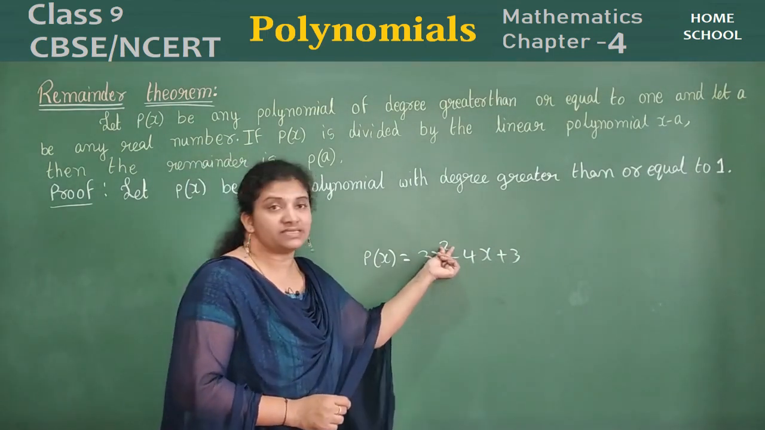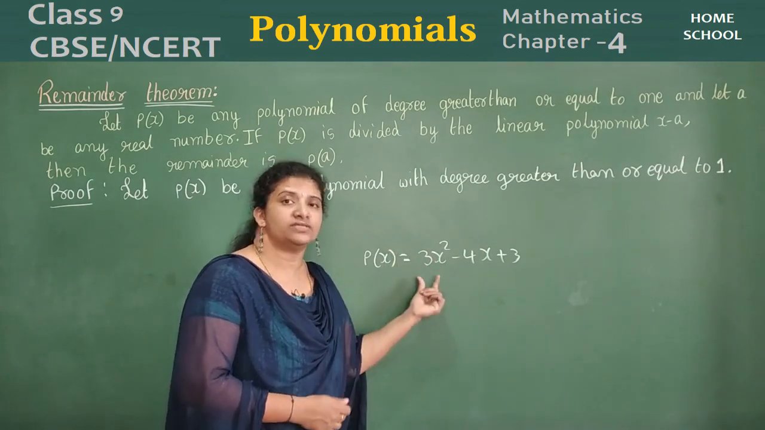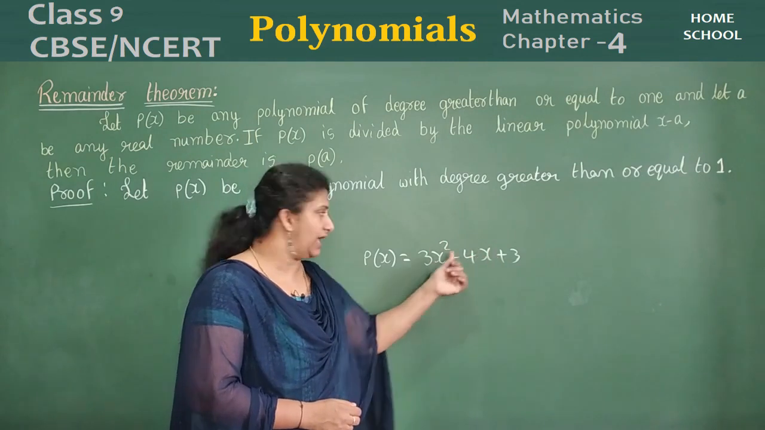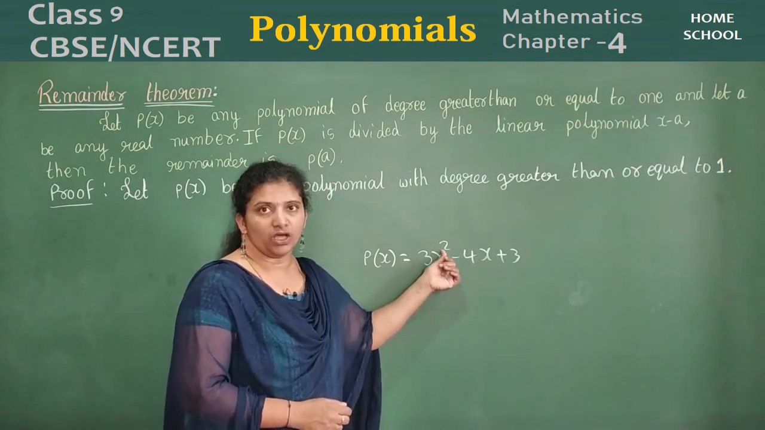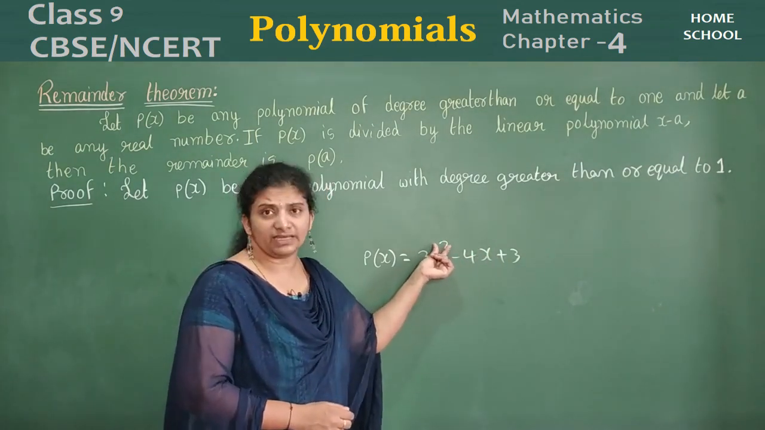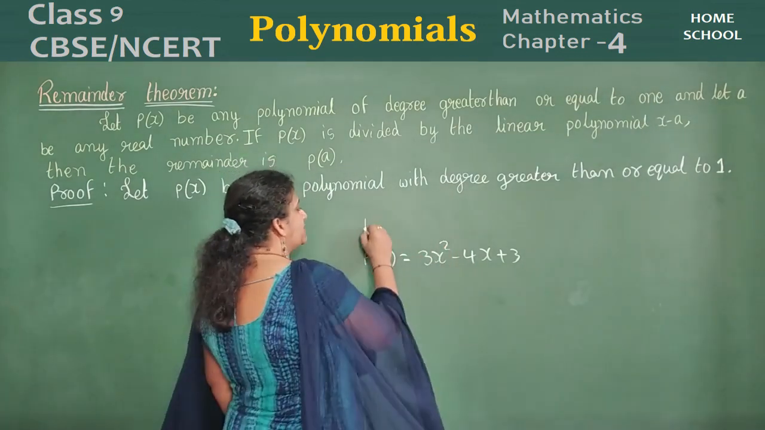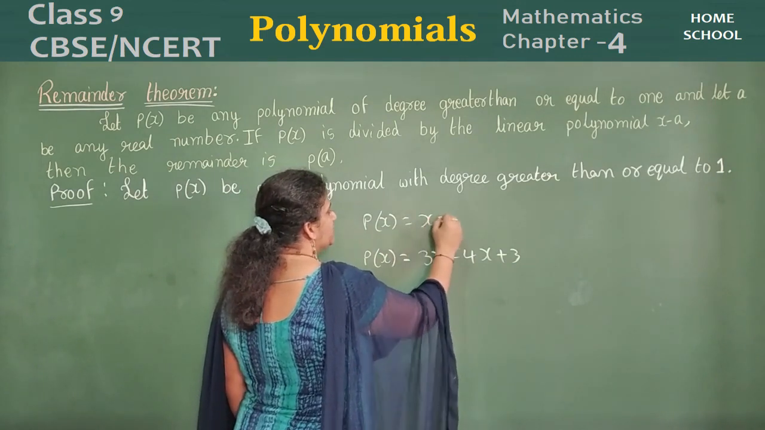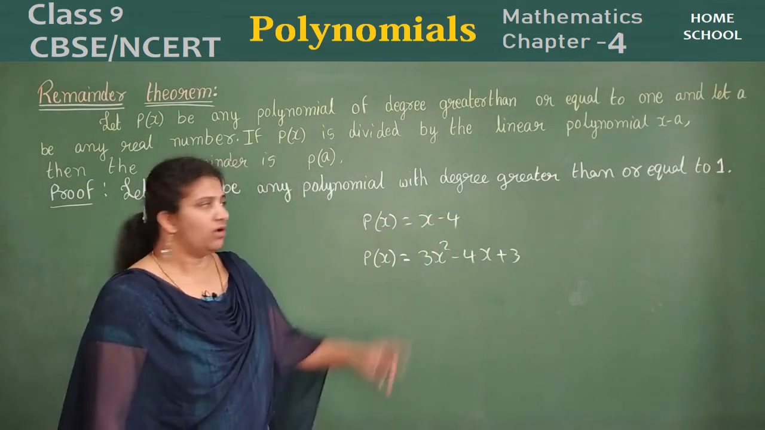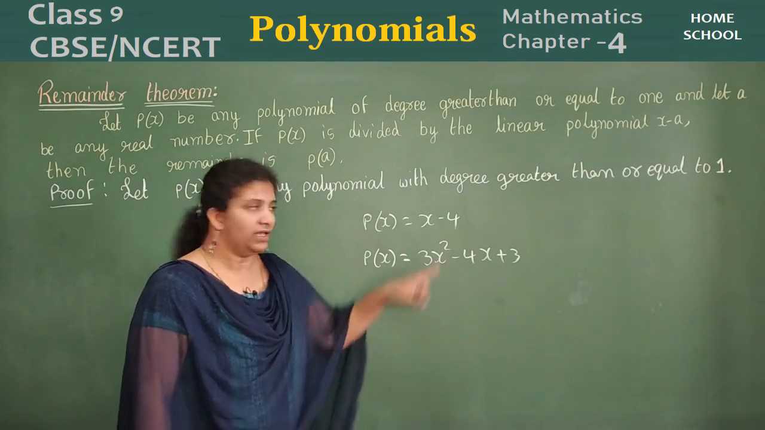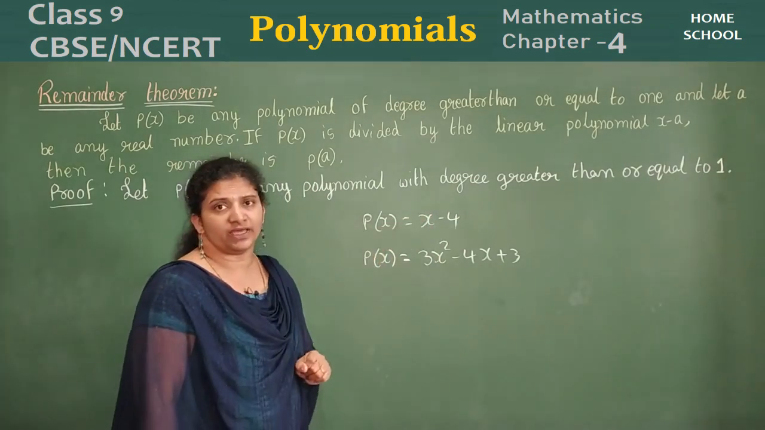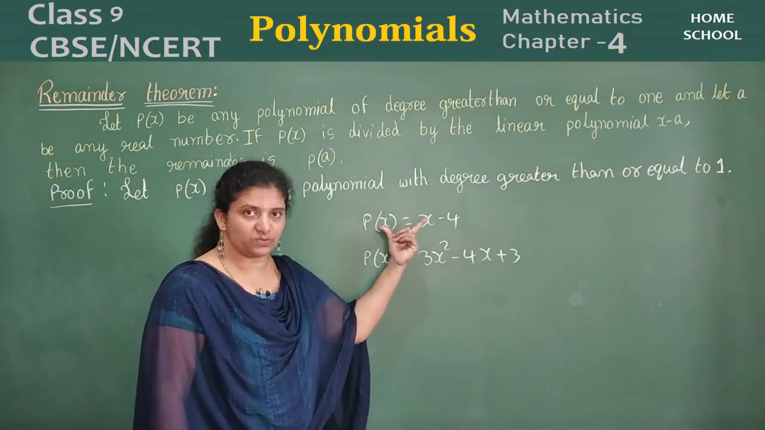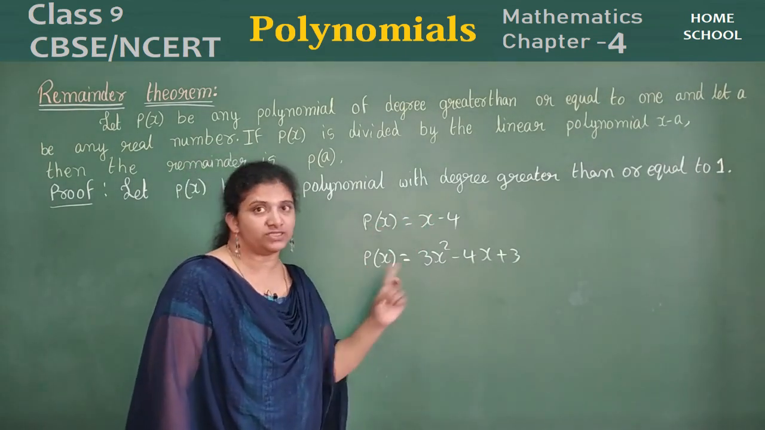And its degree is how much? 2. How can you say the degree? The highest power is the degree. Here the power is 1 and here the power is 2. Okay, so what is the degree here? 2. One more example we take. Polynomial p of x is equal to x minus 4. What is the degree of the polynomial? Here, what is the power you have for the variable? 1. Right? Here, the degree of the polynomial is 1 and there the degree of the polynomial is 2.